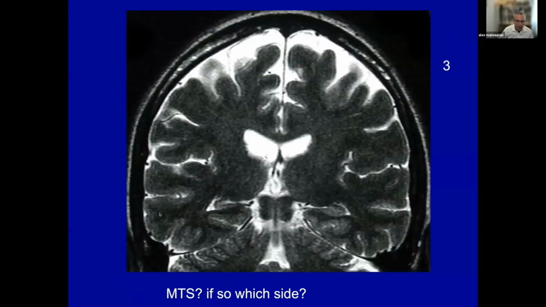All right, let's look at this case, and this will be our third question. I want you to look at this case and decide whether you think the right side is abnormal or the left side is abnormal. So make a decision.